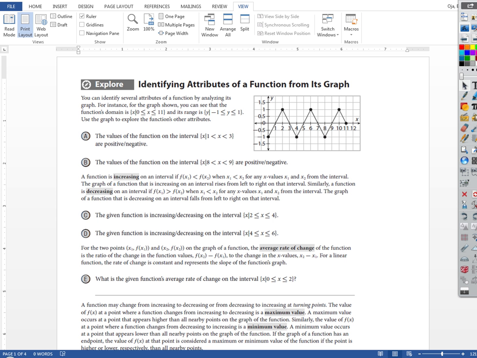Just slope. Okay, so we could talk about parts of the function that are increasing or decreasing, which would have to do with the slope, right? So give me an example. Where is an interval on this graph where the function is decreasing? Tell me a part of the domain where the function is decreasing.